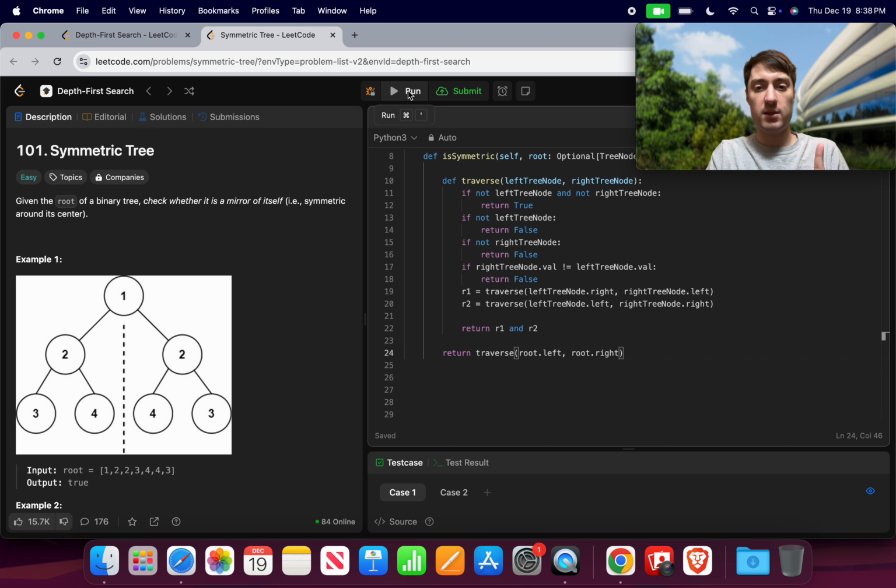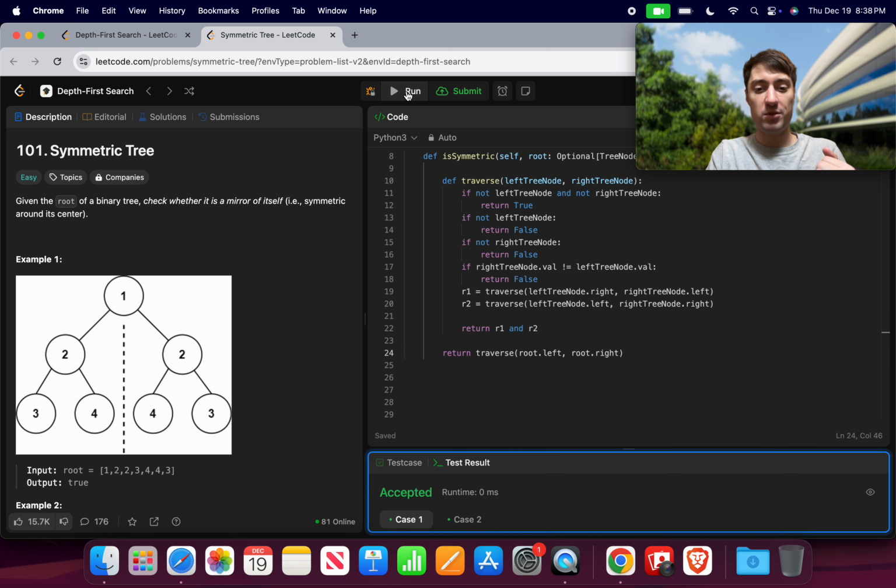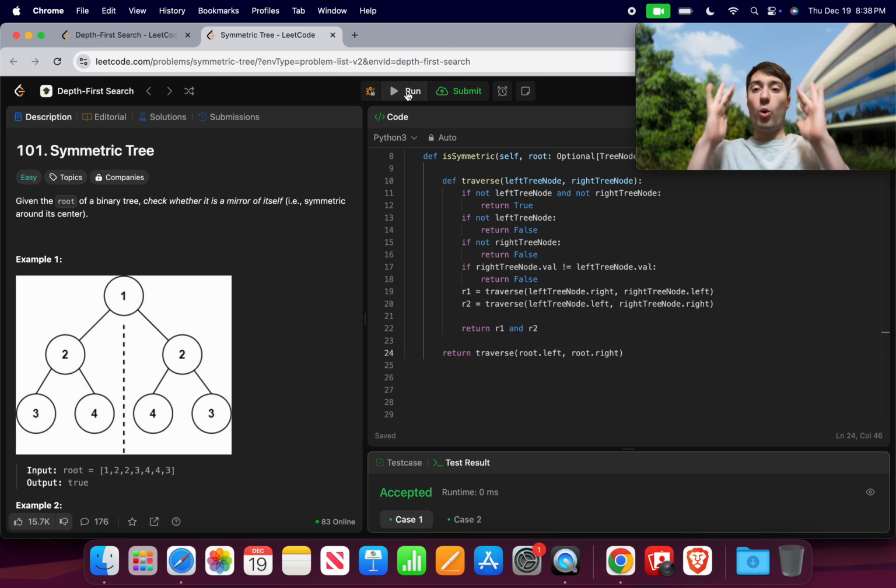Let me run this and then explain more of what I did. Let's see. Does it work? Please work. Okay. So I haven't submitted yet, but at least it passed the sanity check.